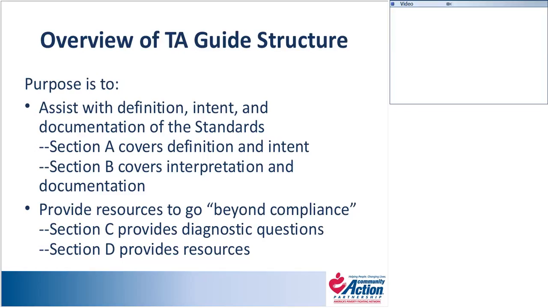Section D provides additional resources, so links to manuals, how-to guides, best practices, case studies that the staff can use to compare how their agency operates with other agencies in the network, best practices, and other basic guidelines for good operations. At the back of every Technical Assistance Guide, we include a Likert scale that you can rate where your agency is on a 1 through 5.